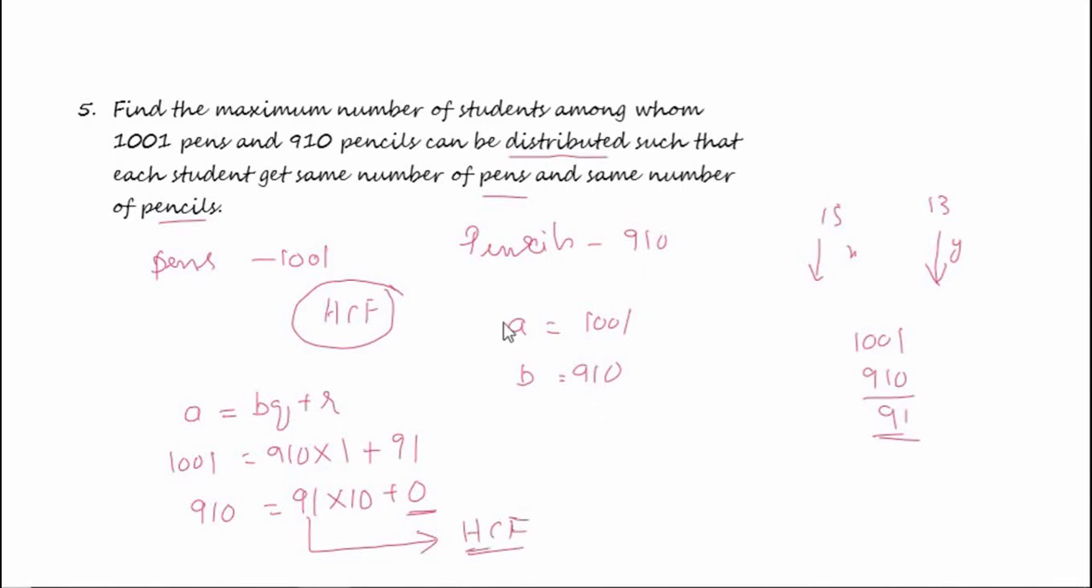So now 1001 pens and 910 pencils can be distributed among 91 students so that each one gets the same number of pens and the same number of pencils. So each of the 91 students will get 11 pens and 10 pencils.